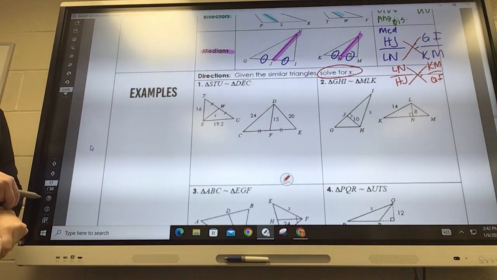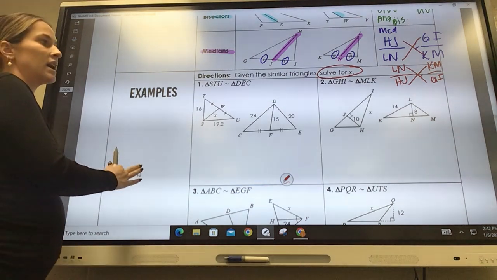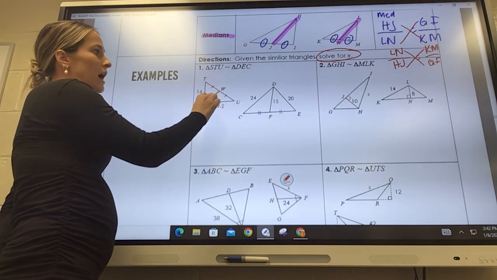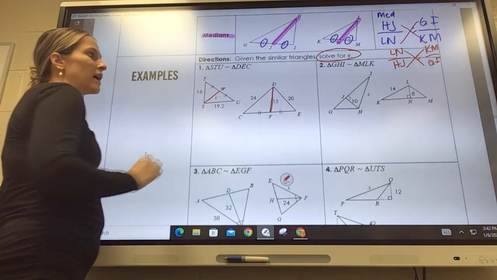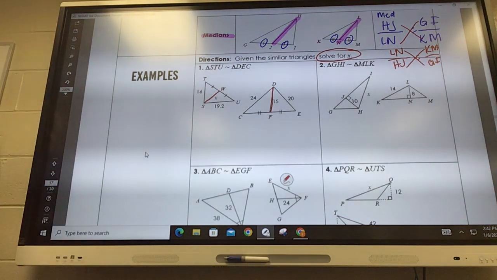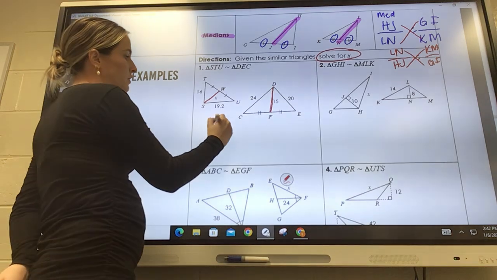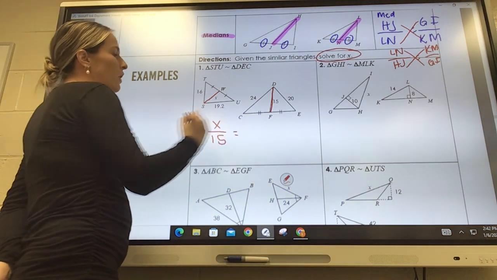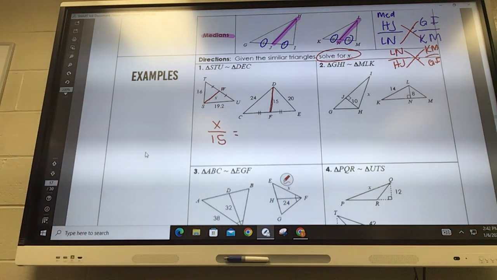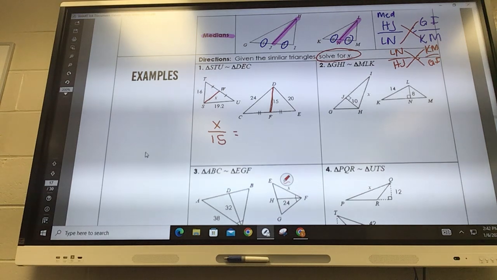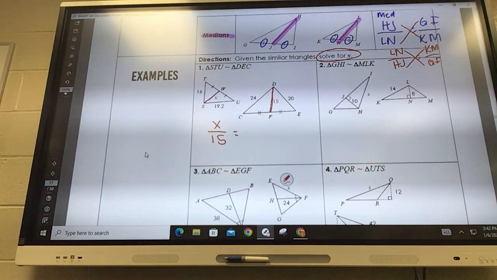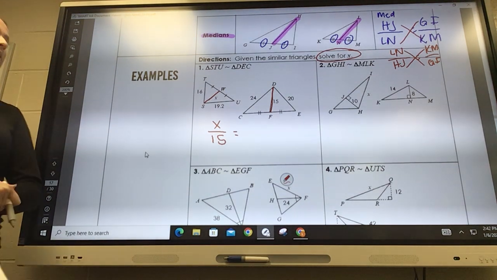So you have to use that median for one of your fractions. It doesn't matter if you do x over 15 or 15 over x. Which do you want to do? X over 15, just go left to right. So x over 15, but then if I'm solving for x, I already got x in my equations. That part's good. Now I can pick any side I want.